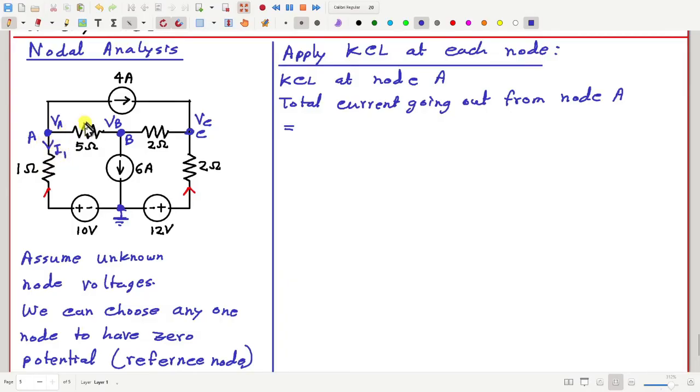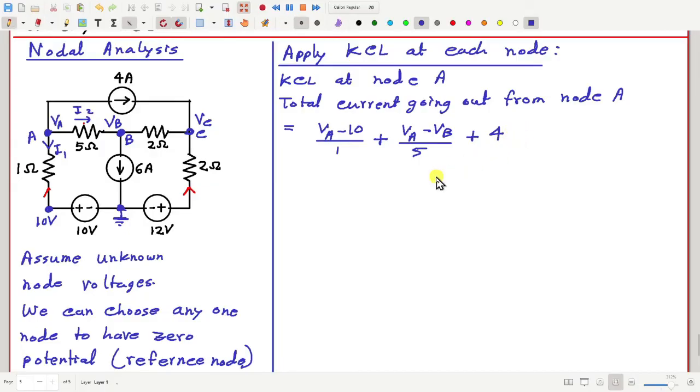I1, this as I2. Then how much is I1? I1 is, this point is at VA and this point is at 10 volt. So I1 is VA minus 10 divided by 1. This is going out. Then how much is I2? I2 is VA minus VB by 5. This is also going out. And then through this upper path, 4 ampere current is going out. So this is the total.